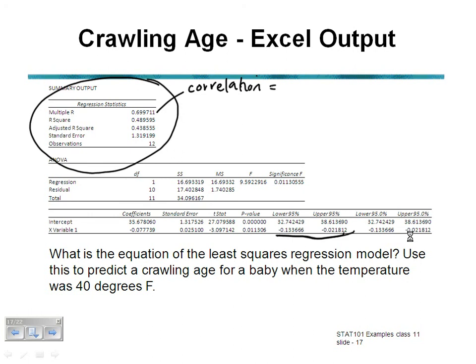Correlation coefficient shows moderate but negative relationship between the two. Remember to pick up the sign of the correlation from the equation of our least squares line. Negative correlation, the strength 0.7, moderate. So it's negative moderate correlation between the two.